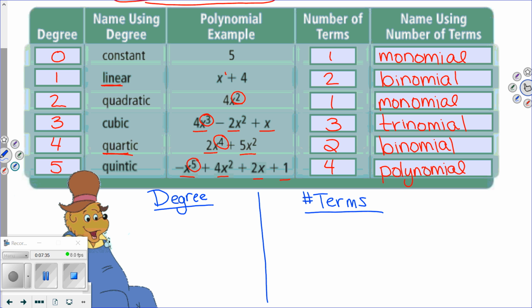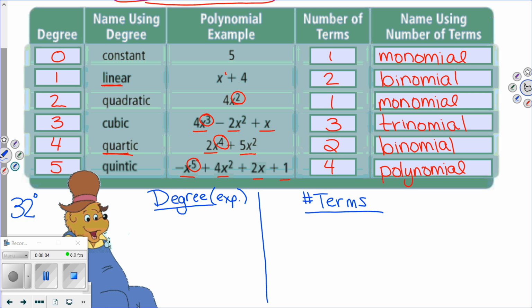Degree deals with the exponent. If I told you it was 32 degrees outside, where would the little degree marker go? Right? You'd be like 32 degrees. Where does the degree sign look like? What else goes up here? An exponent. Degree is based on your exponents. Trying to help you remember that, okay? Degree sign is up there like an exponent. Degree is based on the exponent, okay?